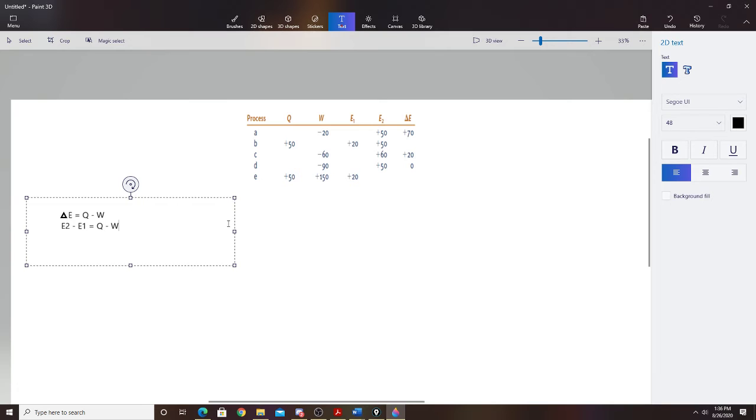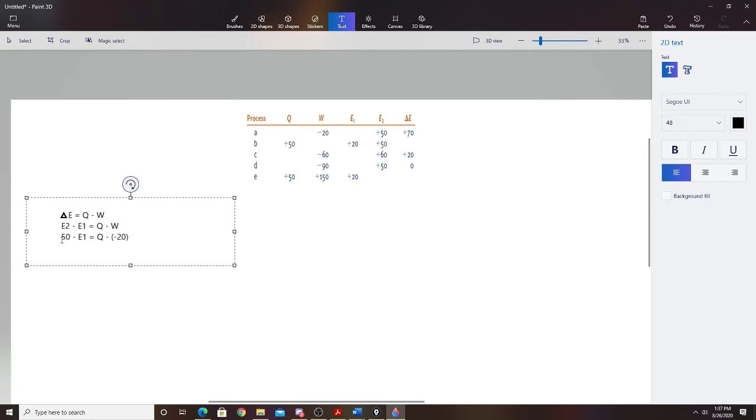So since it's a basic algebra process and your mic is working, walk us through the first one. So how would you do this? I would fill in the information that we were given. E2 is positive 50, E1 is unknown, Q is unknown, and W is negative 20. All right. So that is what he has said.